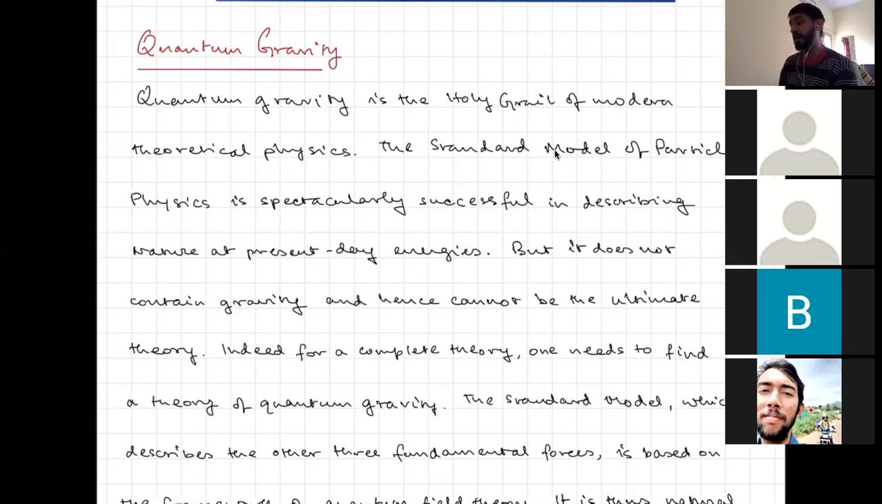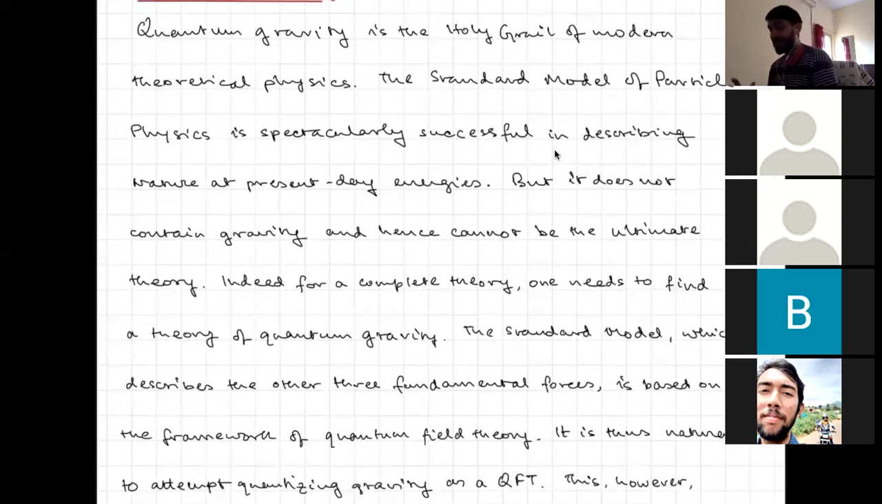It does contain quantum electrodynamics. It contains the weak force. It contains the strong force, but it doesn't contain the fourth and in some sense the most important of the forces. So in order for us to have a complete theory, one needs to somehow manage to put together a theory of quantum mechanical gravity.